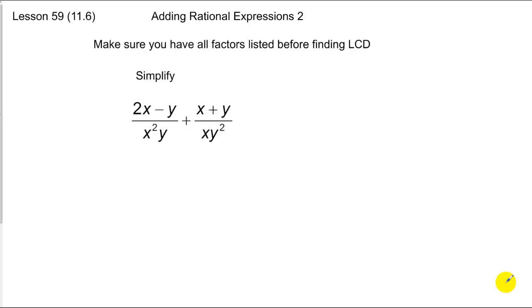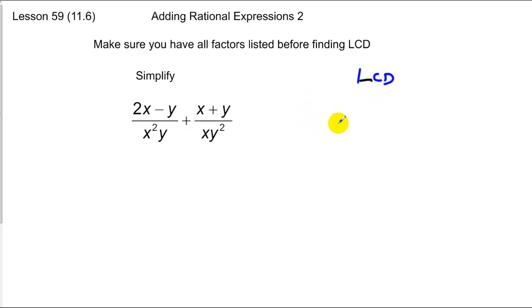So this is part 2 in adding our rational expressions. You'll notice in this case, this looks a lot like what we had yesterday, and it is. It's a review. So we take again and say we have common denominators that are monomial terms. I need to find an LCD.